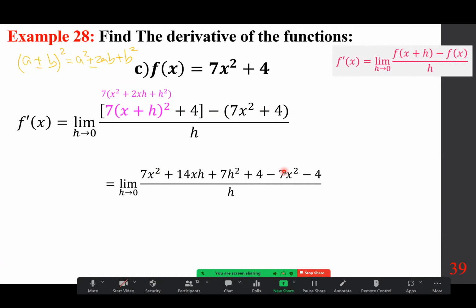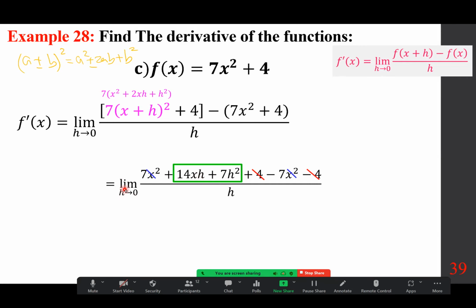7x squared and minus 7x squared cancel each other. Positive and negative 4 cancel each other. So we are left with 2 terms, 14xh and 7h squared. Remember, the h in the denominator creates a problem because it becomes 0. In the numerator, we can factor out the h. We can factor out 7h, but I just want to get rid of the h, so I'm going to factor out the h from the numerator. I get h times (14x plus 7h).